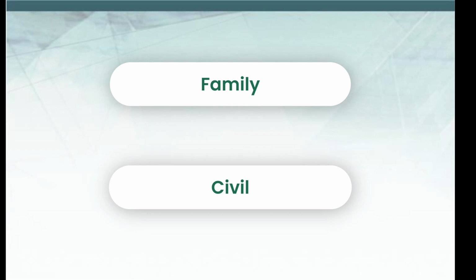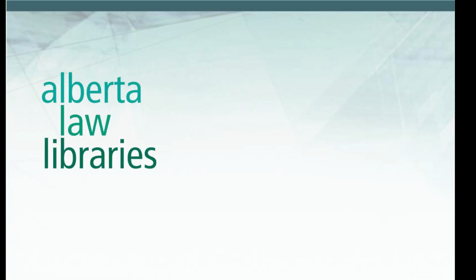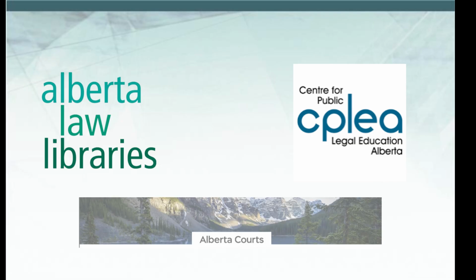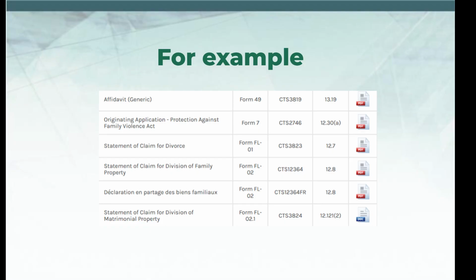Common areas of law are family and civil. For information on different areas of law, you can visit Alberta Law Libraries, Centre for Public Legal Education Alberta, CPLE, or the Alberta Courts website. Each level of court has its own forms.